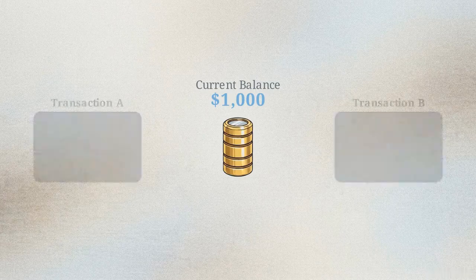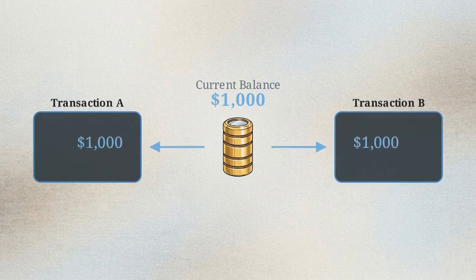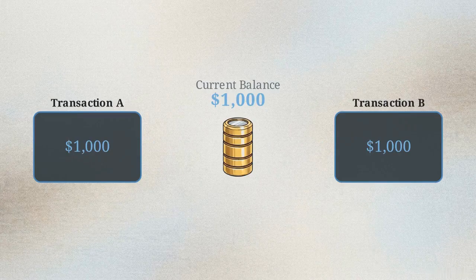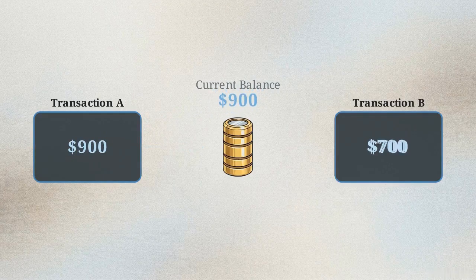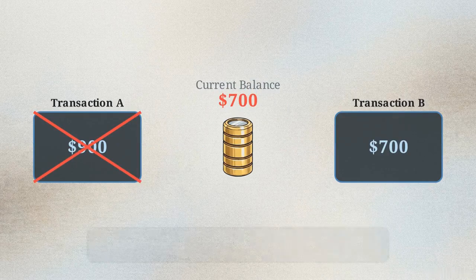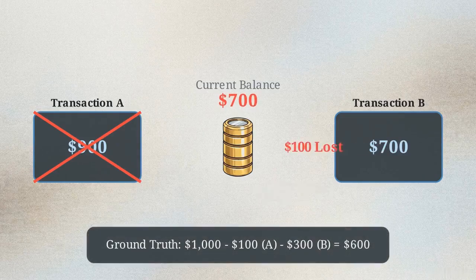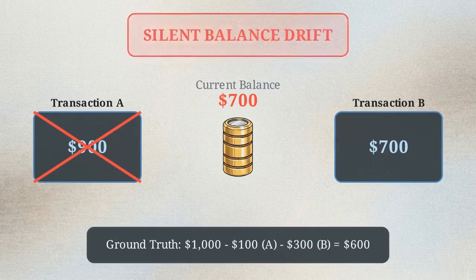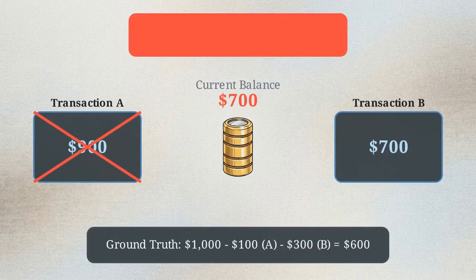Two concurrent transactions read a starting balance of $1,000. Transaction A deducts $100. Simultaneously, transaction B deducts $300. Because they both read the same initial state, transaction B overwrites A's commit. We are left with a false balance of $700 instead of $600. The missing $100 vanishes entirely. This anomaly results in silent balance drift and unrecoverable financial loss.